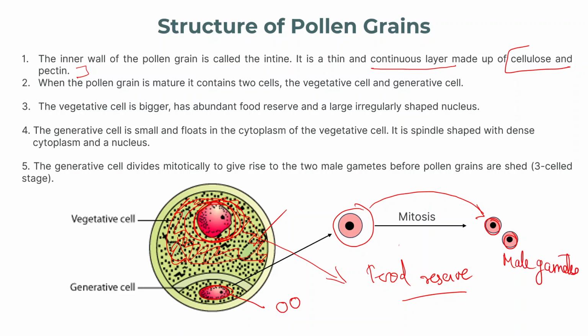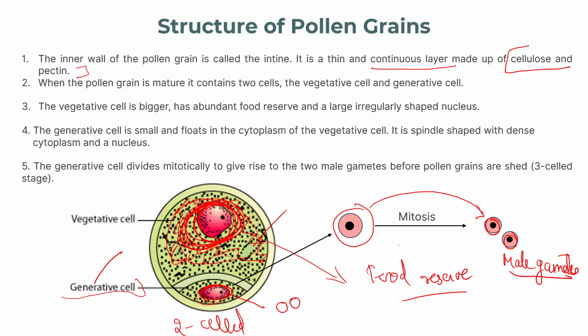Now, this stage is called the two cell stage of pollen grain, because you could see that there is a vegetative cell, then there is a generative cell. As the name suggests, this cell is going to generate two male gametes.